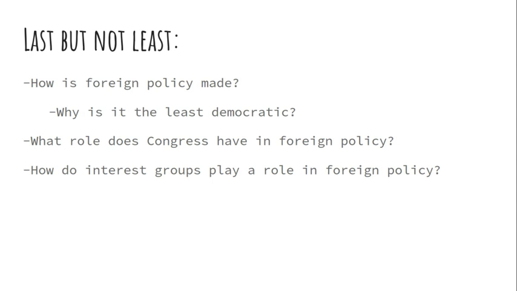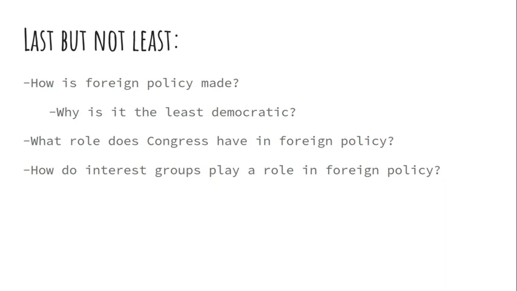Well, how is foreign policy made? And why is it the least democratic type of policy the government makes? At the top of foreign policy is the president, who the Constitution suggests is the nation's chief diplomat. The president has power to receive foreign ambassadors and negotiate treaties. He gets all the face to face meetings with foreign leaders, and he has authority to hammer out agreements. Remember that when the Constitution was written, most other countries were still ruled by kings, emperors, sultans. So we needed a single person to do the negotiating.